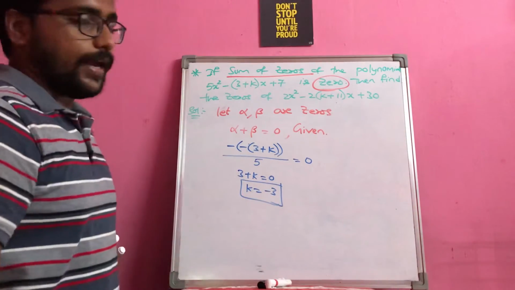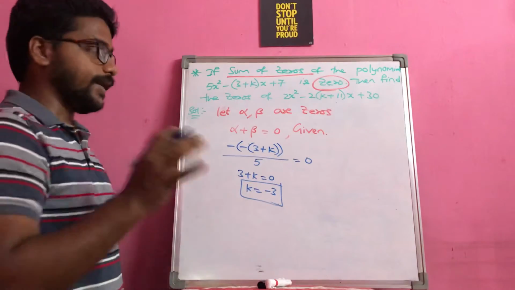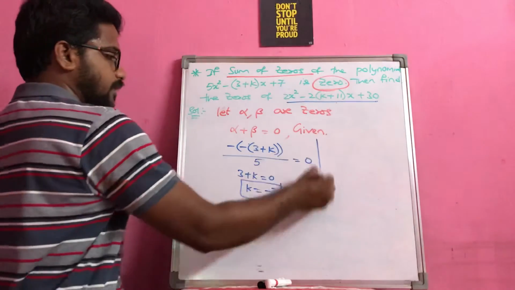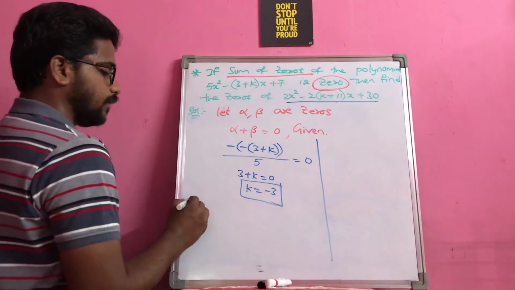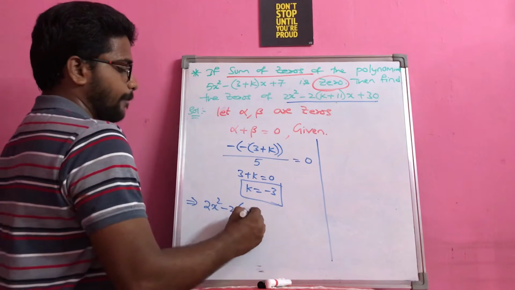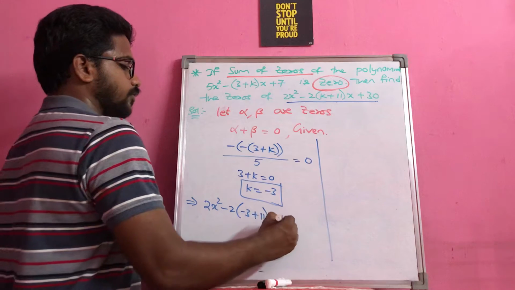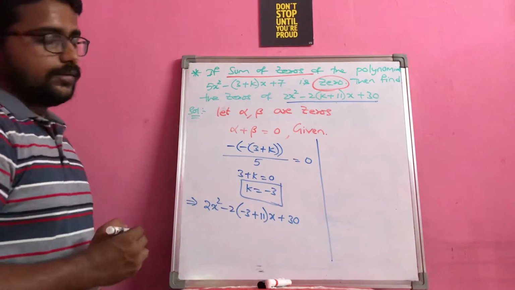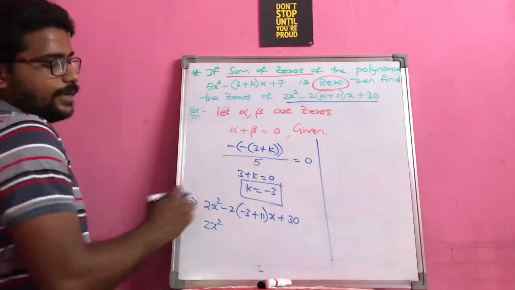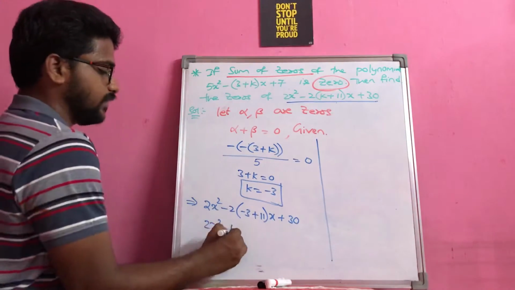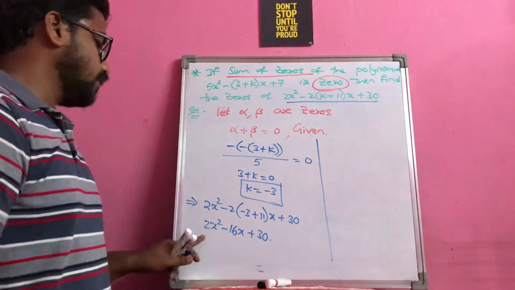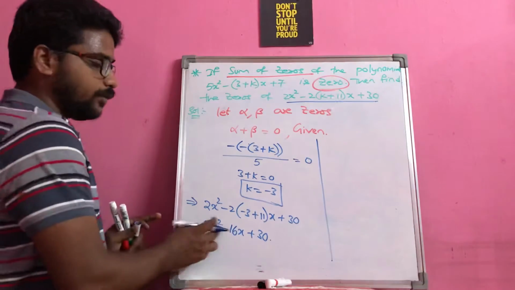We got the value of k, but they didn't ask you the value of k directly. They are asking to find the zeros of this polynomial. That means if you substitute k here, my polynomial will become 2x square minus 2 of (minus 3 plus 11) into x plus 30. So simplify: 2x square, 11 minus 3 is 8, 2 into 8 is 16, and then plus 30. So you can observe here 60 you are getting, 2 into 30.